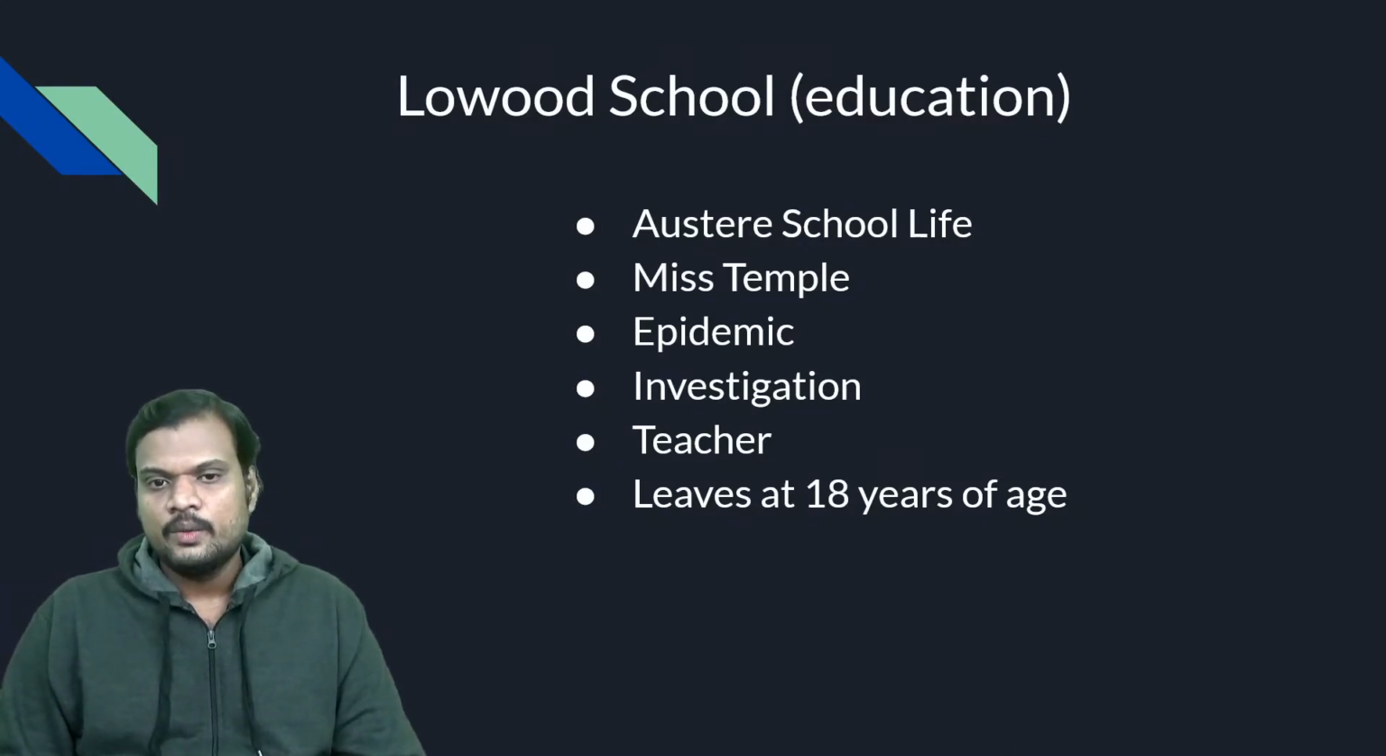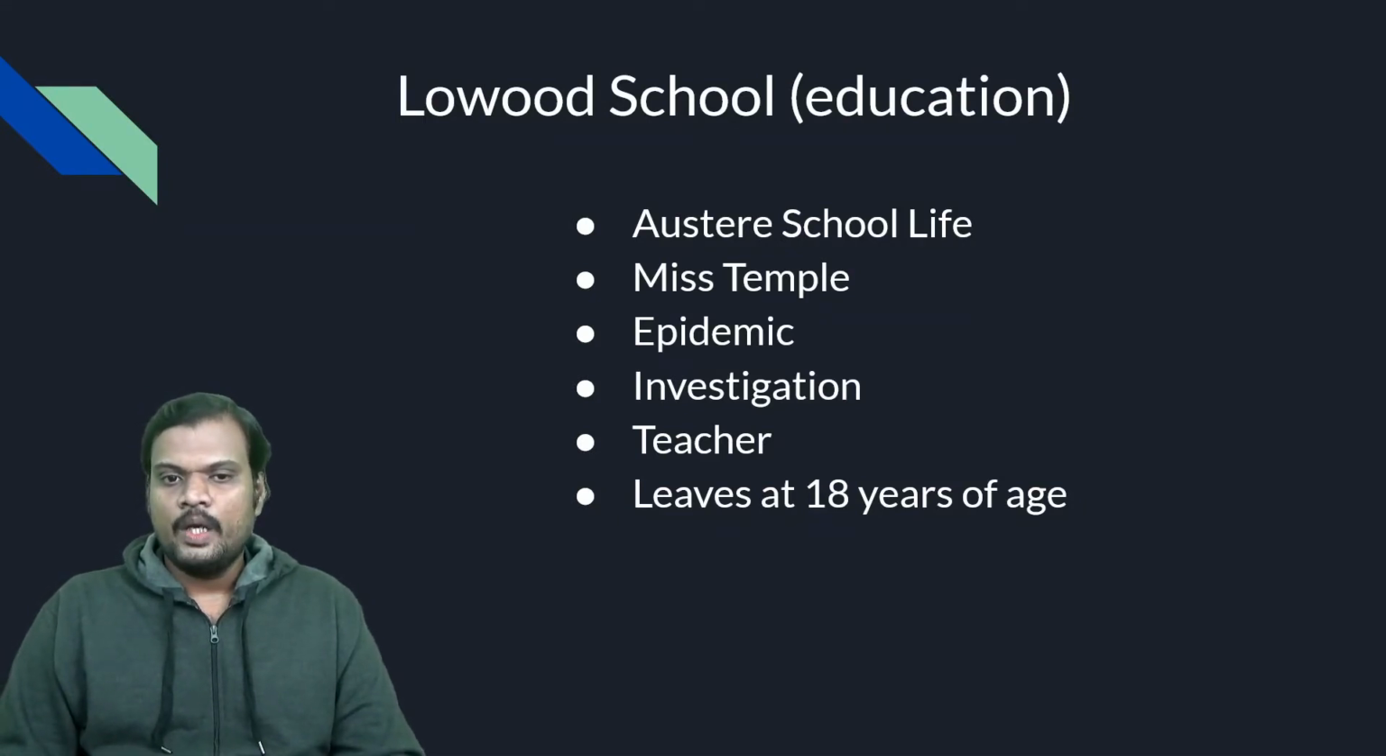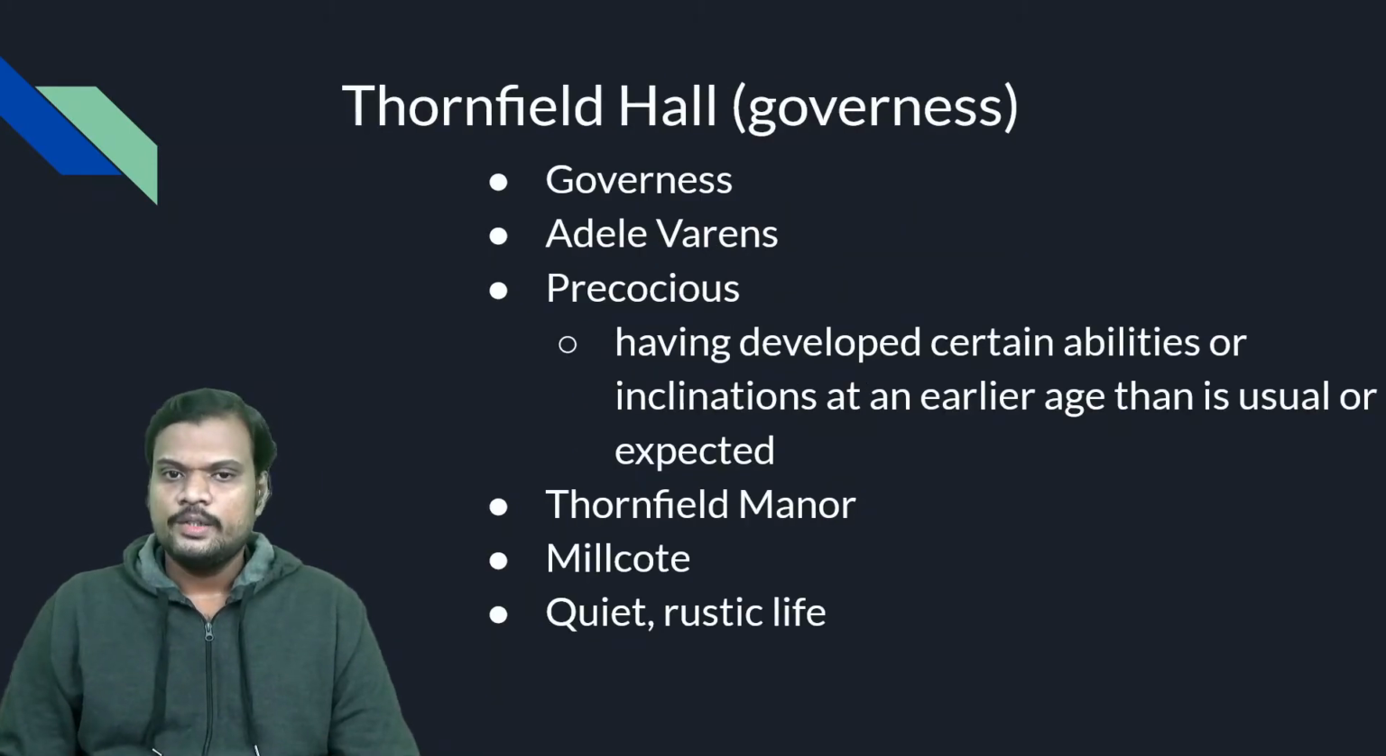After finishing her school education, Jane becomes a teacher at Lowood School but leaves soon after at the age of 18 in order to play the role of a governess to Adele Warrens. Jane becomes a governess to Adele Warrens, a precocious child who lives in Thornfield Manor near Millcote.